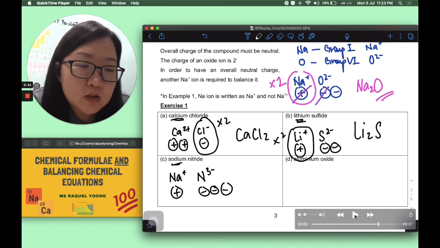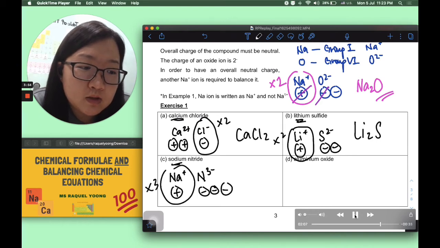So over here, obviously, it's not balanced. In order to balance out the 3 negative charges, I will need to have 3 times of my Na plus cation. So 3 times of that. And again, that will visually tell me that the chemical formula for sodium nitrite is Na3N.